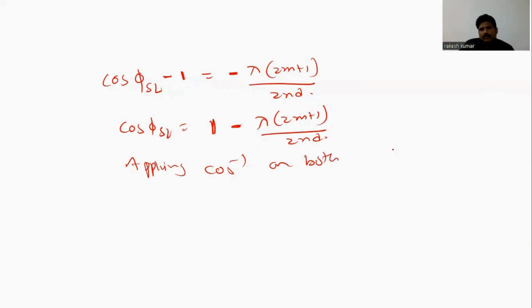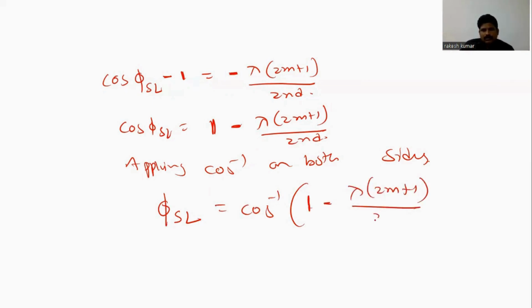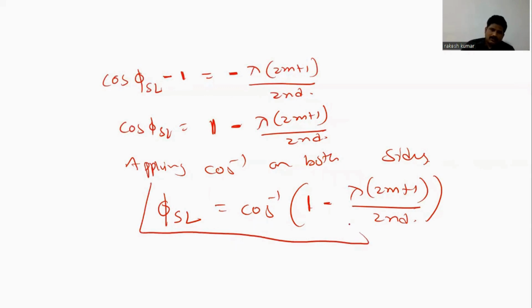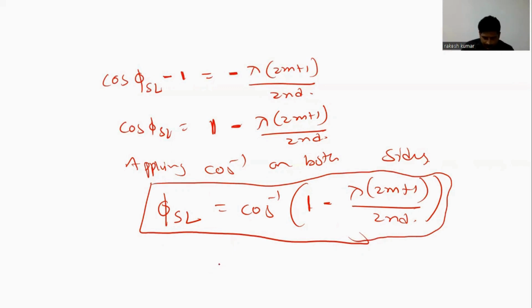we get the side lobes. The side lobes for Endfire is cos inverse of 1 minus lambda into (2m plus 1) by 2n. Okay, so this is the expression for side lobes, where the range of m is 1, 2, 3, and so on, N indicates the number of elements in the array, and d is the separation distance. Okay, this is the fourth property.